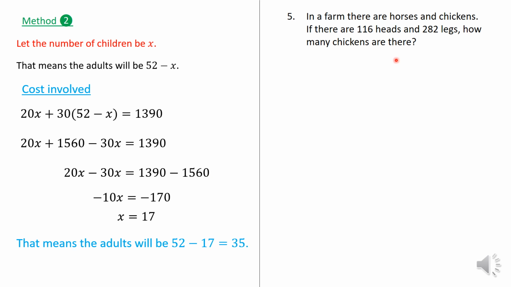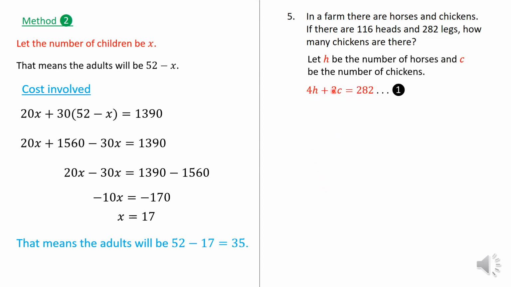Right, question 5 I throw in there. Now, we are not talking here about three-legged chickens and things like that. It says in a farm there are horses and chickens, so we know that there are 116 heads. Very important: the heads of all the animals should be 116, and you must be careful with the legs. A horse has 4 legs and a chicken has 2 legs. So you're going to create two equations, and maybe you can use letters like I decided to use H for the horses and C for the chickens.